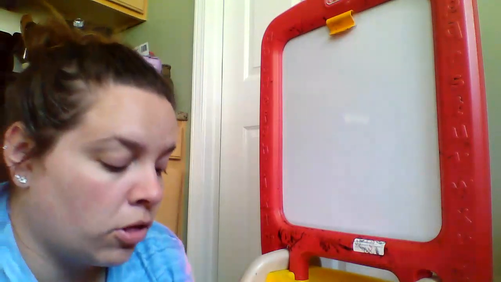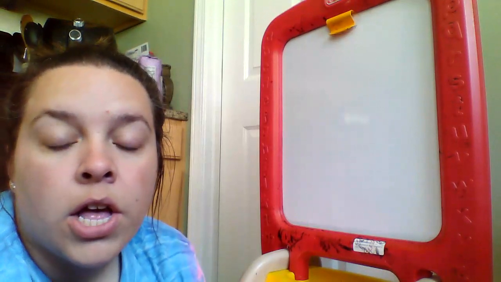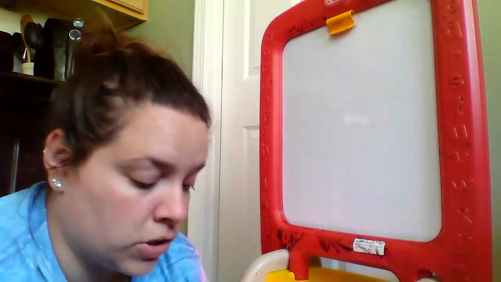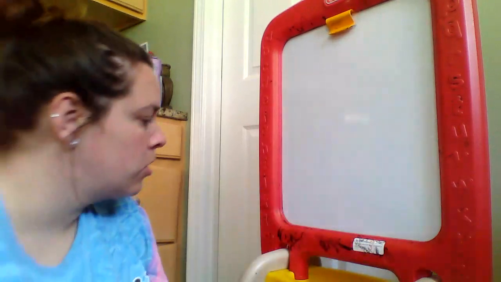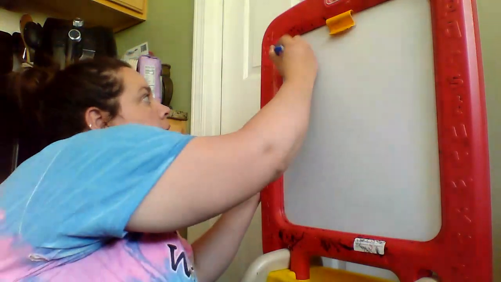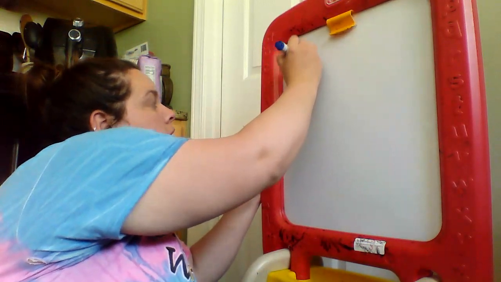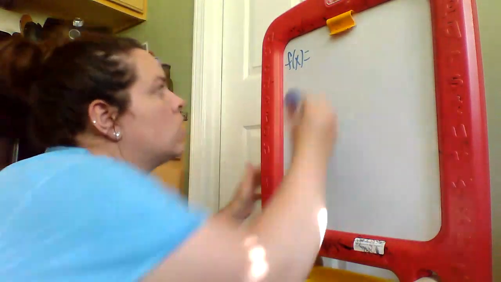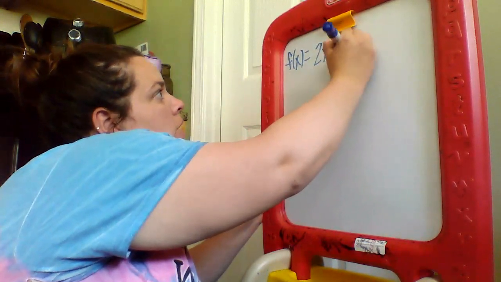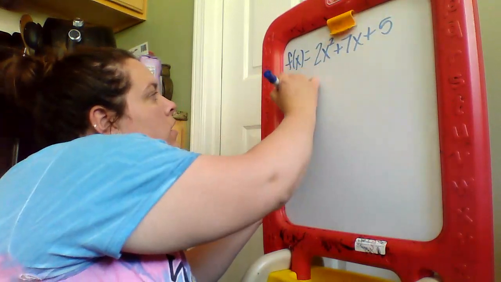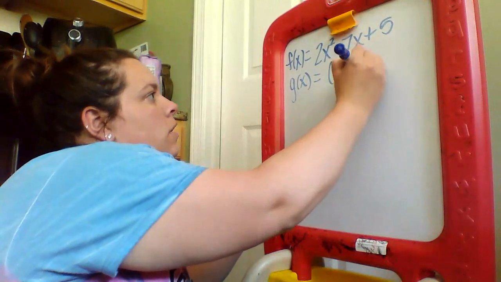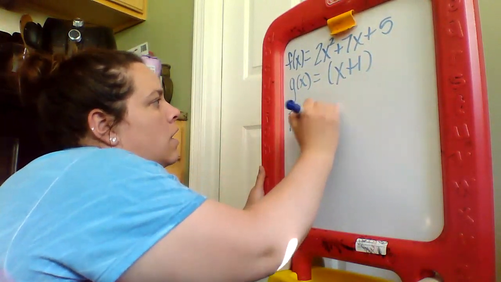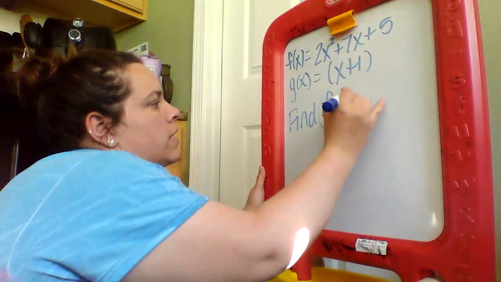All right, so looking at that discussion from the lesson on Thursday, a few of you wanted to see a little bit more of the division problem, so that's what we're going to work on first. The first division problem: f of x equals 2x squared plus 7x plus 5, g of x equals x plus 1. Find f divided by g of x.